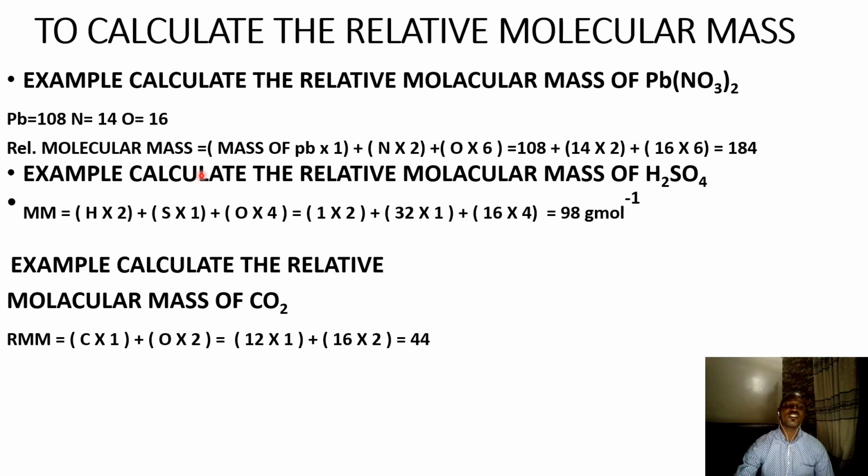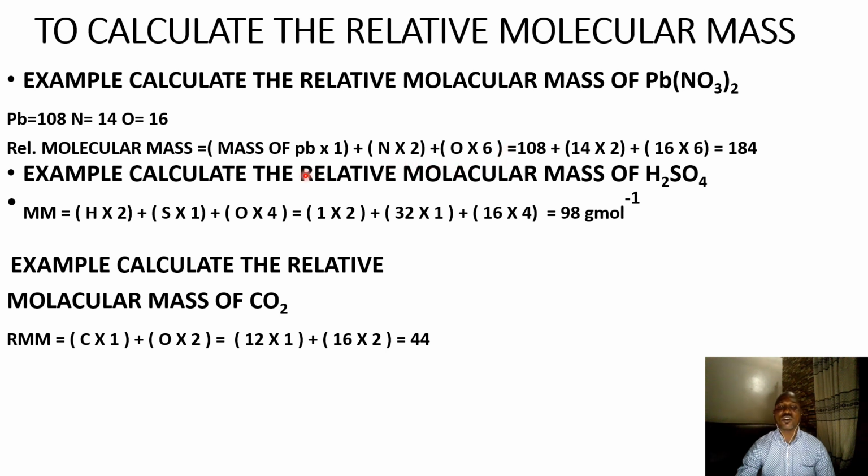Now, relative molecular mass is usually the sum of the atomic masses of all the atoms in that molecule. For instance, we say calculate the relative molecular mass of lead(II) trioxonitrate(V). The atomic mass of lead is 108, that of nitrogen is 14, and oxygen is 16. So to find the relative molecular mass of this molecule, we will say mass of lead times 1 plus mass of nitrogen times 2 plus mass of oxygen times 6.